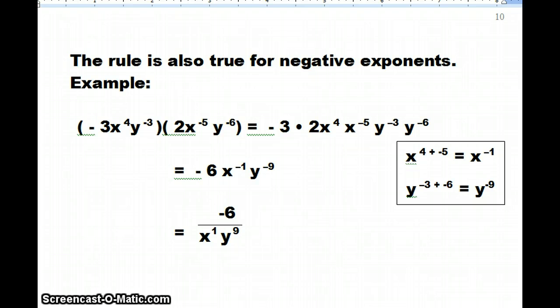They have the same base, so I add their exponents together and get -1. I do the same thing with the y's: y to the minus 3 plus minus 6 gives me y to the minus 9, and then that gives me minus 6, x to the minus 1, y to the minus 9. That answer is perfectly fine for a homework answer if you want to do your homework that way. For the test and the practice test, what I would like to see is your answer expressed as it is below, with minus 6 over x to the first, y to the ninth.